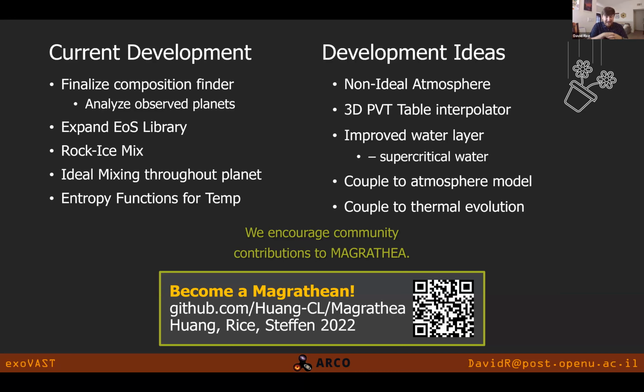Some ideas: MAGRATHEA is great for undergrads, graduate students, your own research. I say you can get an undergrad up to speed on it in just a day, maybe a week for undergrads, but one grad student afternoon, you should be up and running with MAGRATHEA. Some ideas are to put in a non-ideal atmosphere. A 3-dimensional PVT table interpolator has been on the top of the list for a long time that we haven't gotten to. Improved water layer, coupled to atmosphere model, coupled to a thermal evolution model. I've got all kinds of ideas of things that need to be developed for MAGRATHEA.